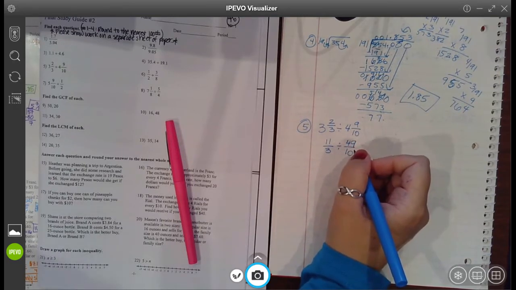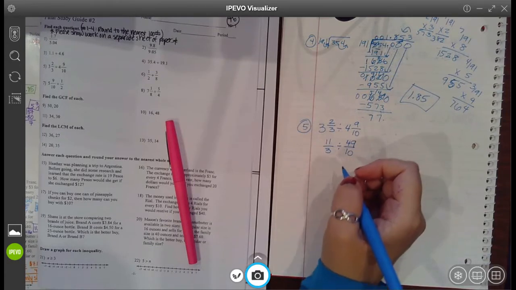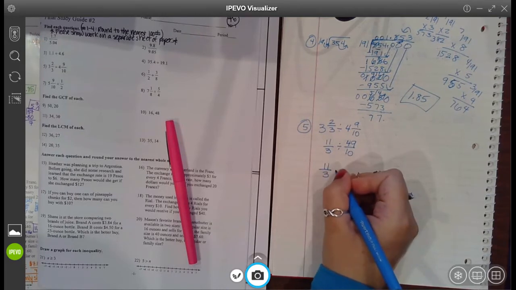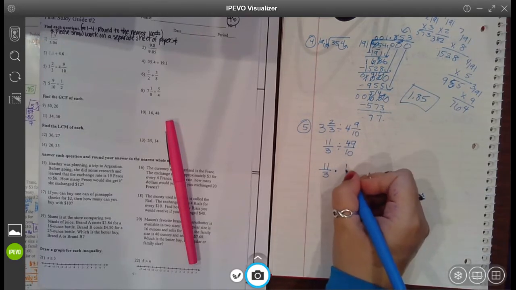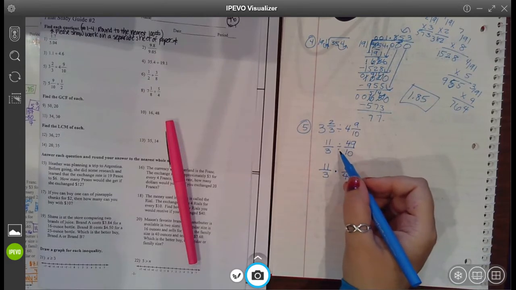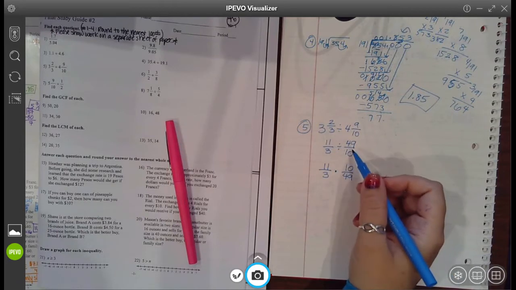Okay, now you can't divide with fractions. We can only multiply. So I need to do keep, change, flip. So I keep the first fraction the same. I change division to multiplication, and then I flip that second fraction.